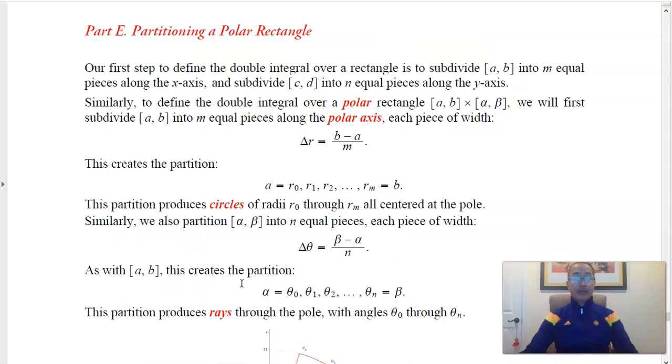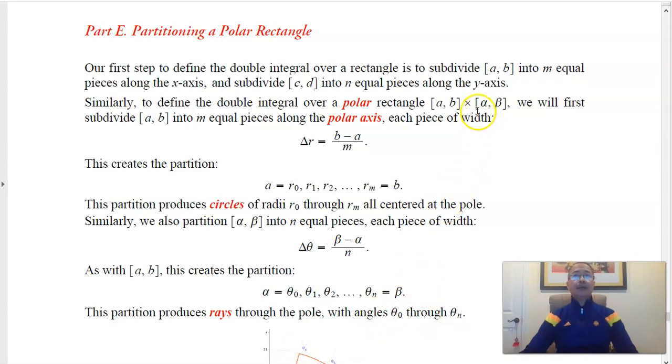All right, so here's the reason why I wanted to review with you the partitioning of a regular ordinary rectangle into subrectangles when we introduced the double integral. Because we're going to do something similar today. The algebra looks the same, but the geometry is going to be very different, as we are about to see.